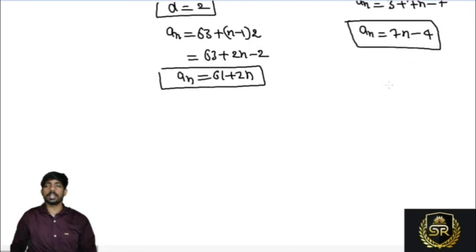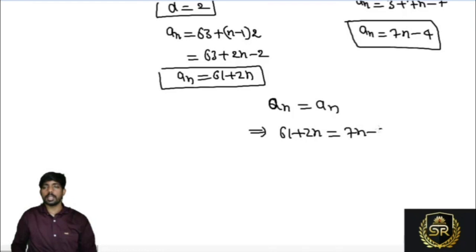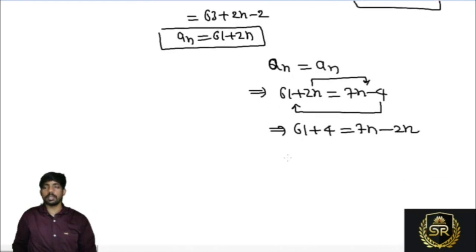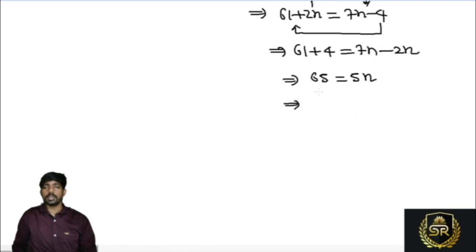So these two nth terms are equal, in order to find the value of n. The first nth term is equal to the second nth term. Therefore 61 plus 2n is equal to 7n minus 4. Send minus 4 to the left hand side and 2n to the right hand side. Then 61 plus 4 is 65 is equal to 7n minus 2n, which is 5n. So send 5 to the left hand side, 65 by 5 is equal to n.